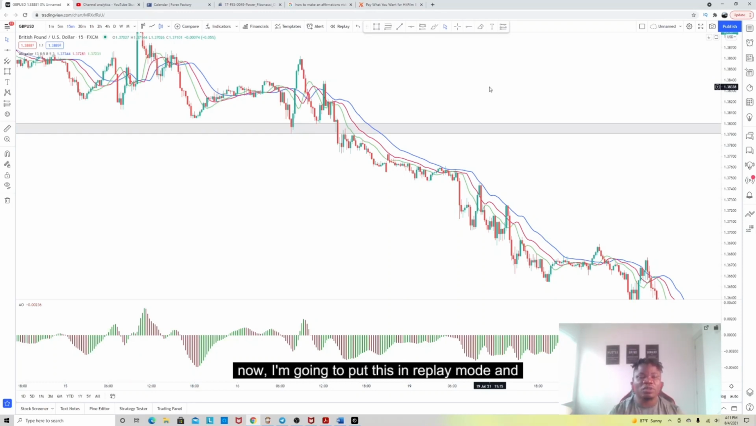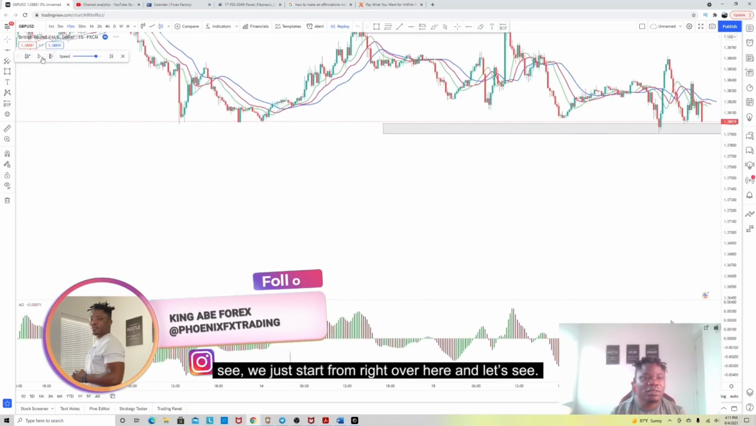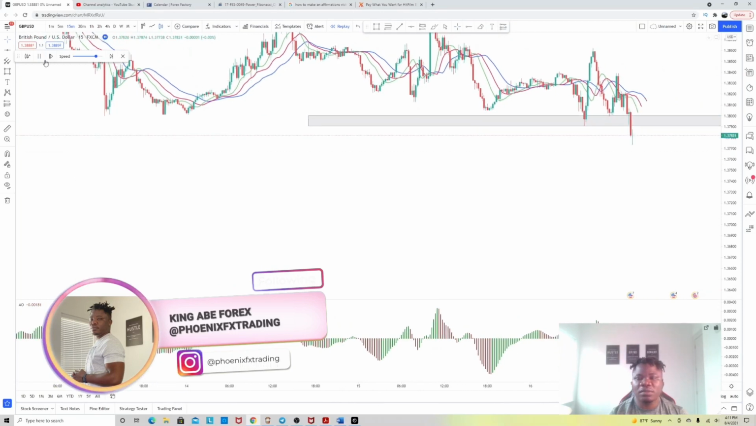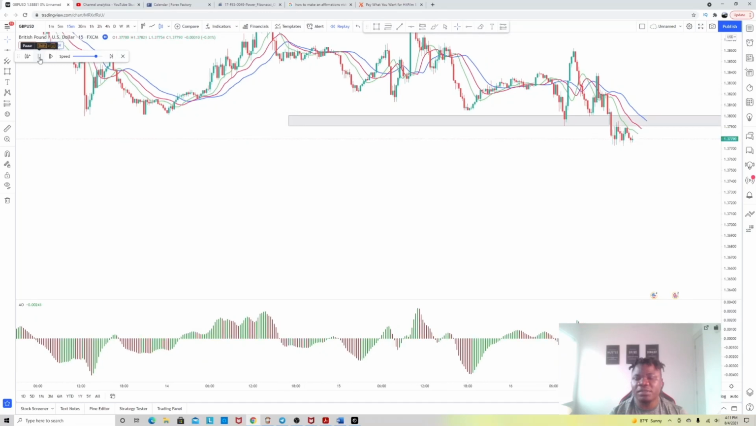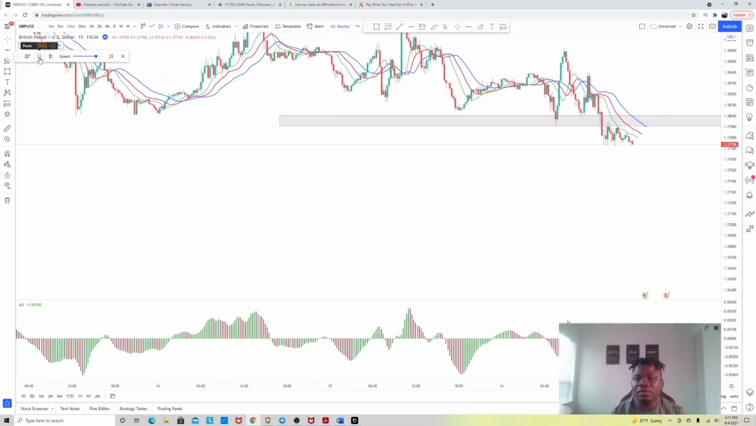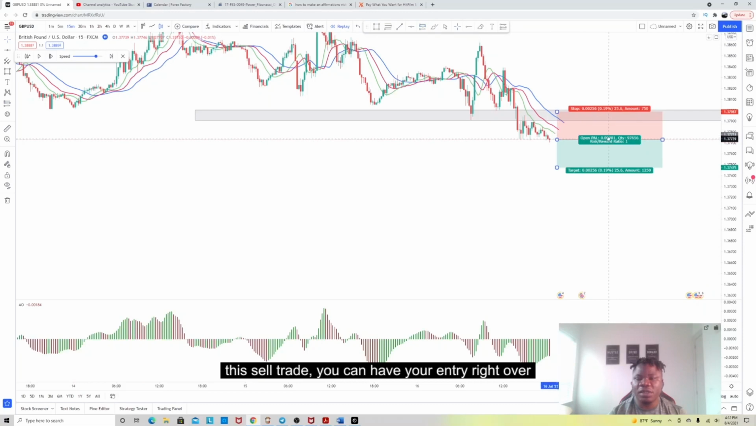So now I'm going to put this in replay mode, and I'll show you guys where your entry is actually going to be for this trade. Let's start from right over here, and let's see. Break, retest. Now your entry would be right over here for this sell trade. You can have your entry right over here.